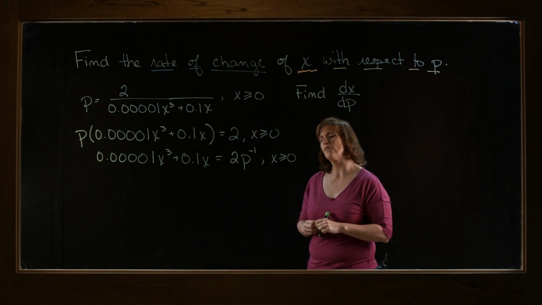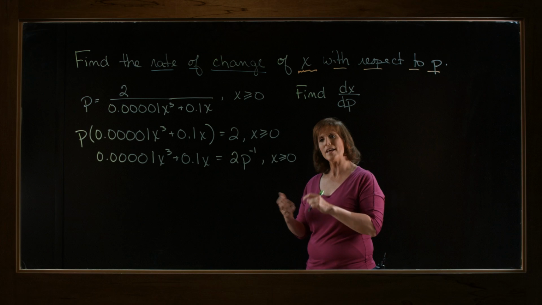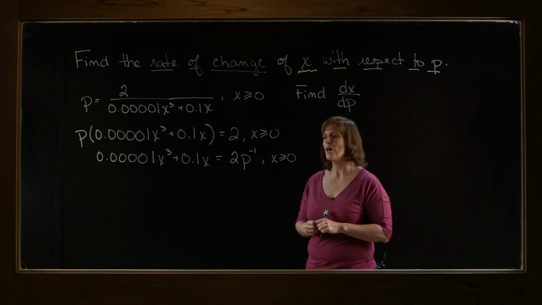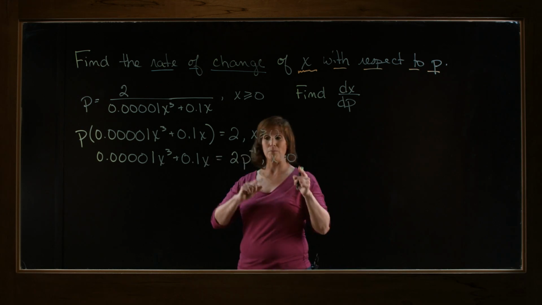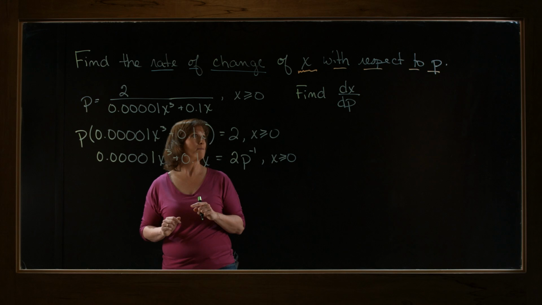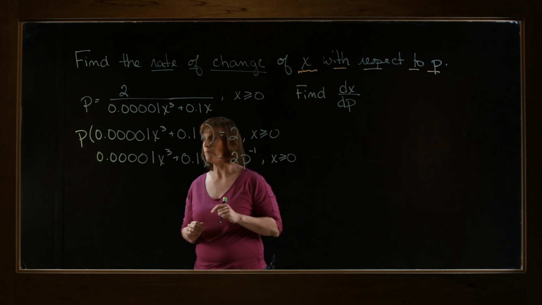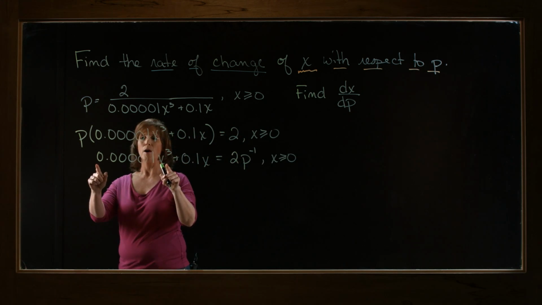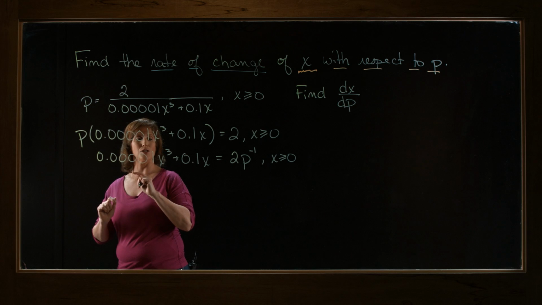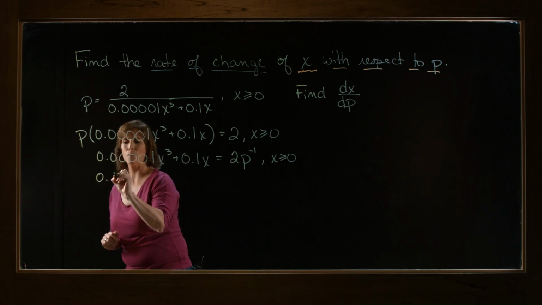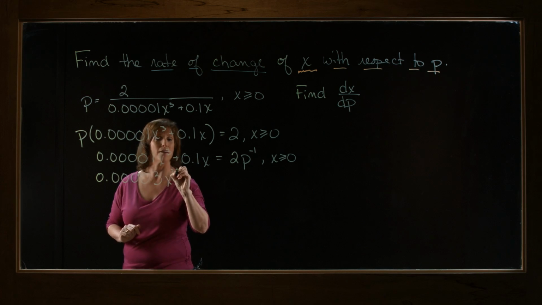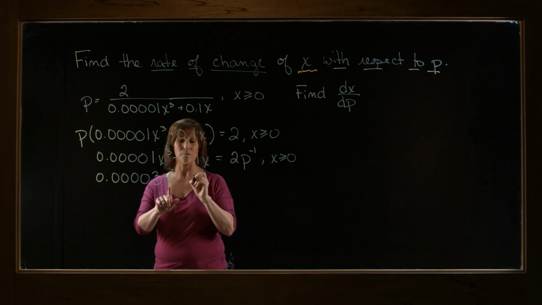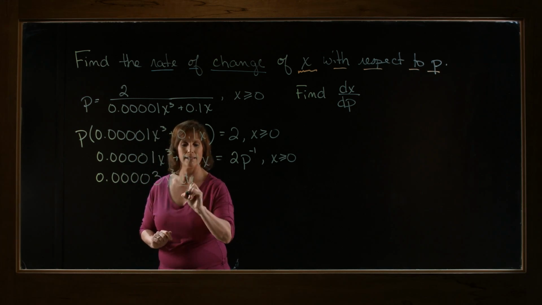So all I've done is a little bit of algebra rewriting, but now I can go ahead and use my differentiation rules without some of the more complicated rules like the quotient and the product rule. So I'll differentiate both sides. Remember, I'm differentiating with respect to p. So the derivative of 0.00001x cubed will be 0.00003x squared, and the derivative of x with respect to p is dx/dp.